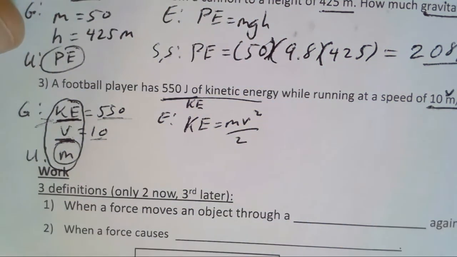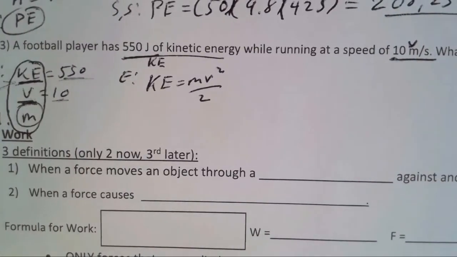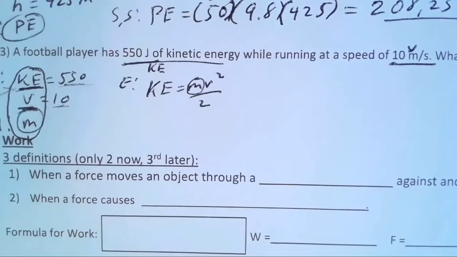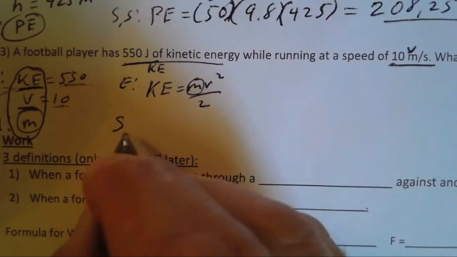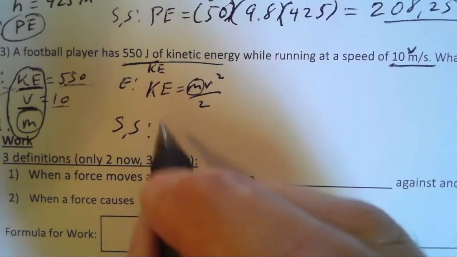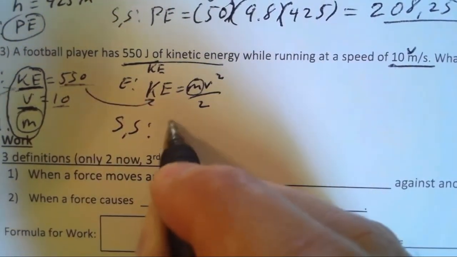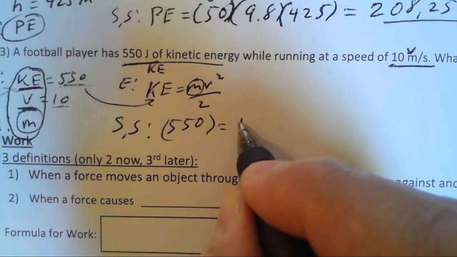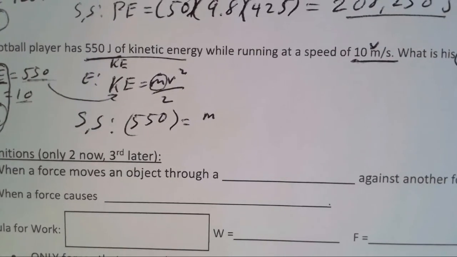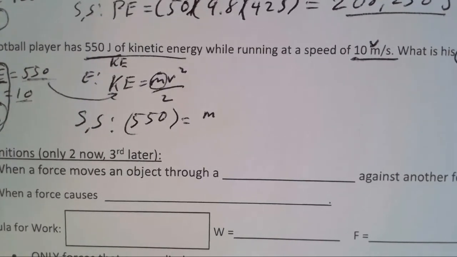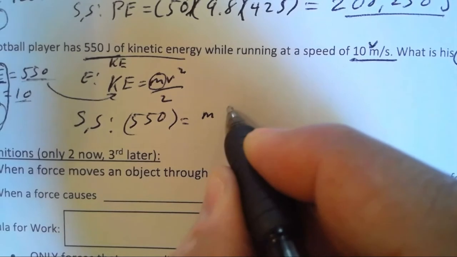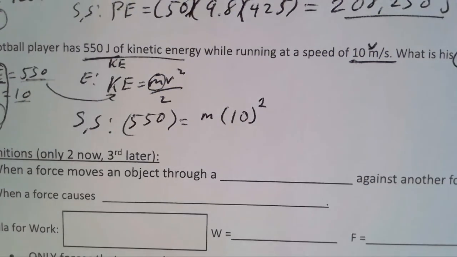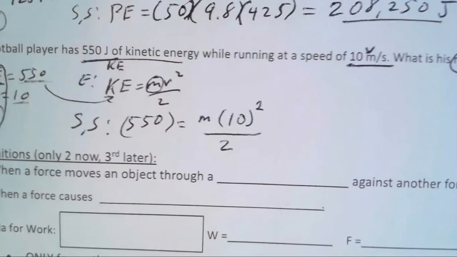Now remember, we may be asked to solve for things in this equation that are not necessarily out front here. In this case, we're solving for m. So now we're going to substitute and solve everything into this. KE is 550. Mass, I'm going to leave it the way it is. Don't put an X, don't put a blank, don't put a question mark. Leave it M, because that's what we're looking for. Our V goes in as 10. Leave the squared, it's part of the equation, over 2.